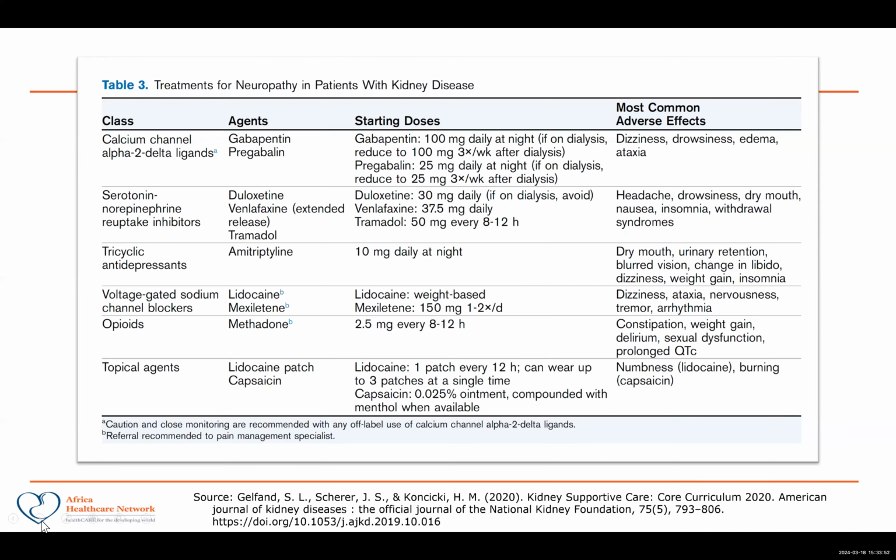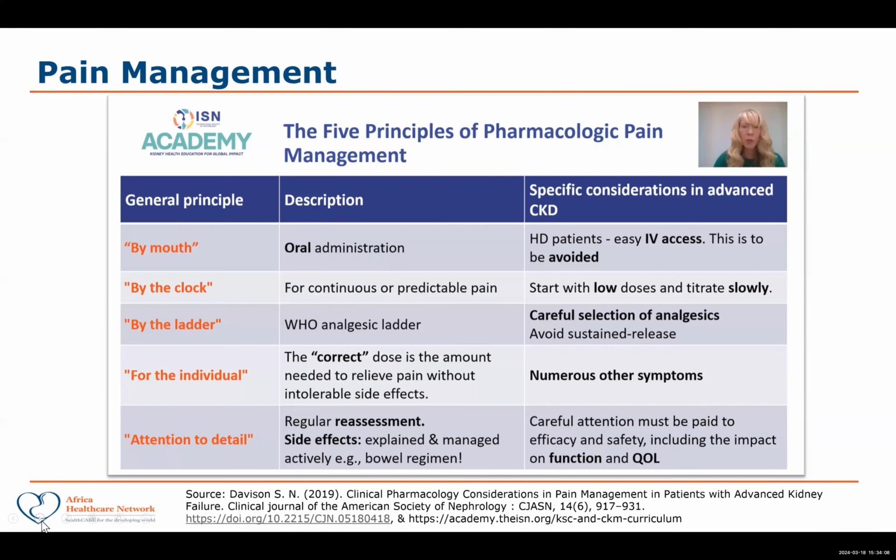So these are the 5 principles that we were talking about. By mouth, we need to make sure it is an oral administration. We know that our patients have easy access because oftentimes they have central lines, but it is really to be avoided. We do want to give our medication by the clock. We need to make sure that it's given continuously to manage pain, because we know that pain continues for many of our patients unless we've been able to reverse the cause of the pain.